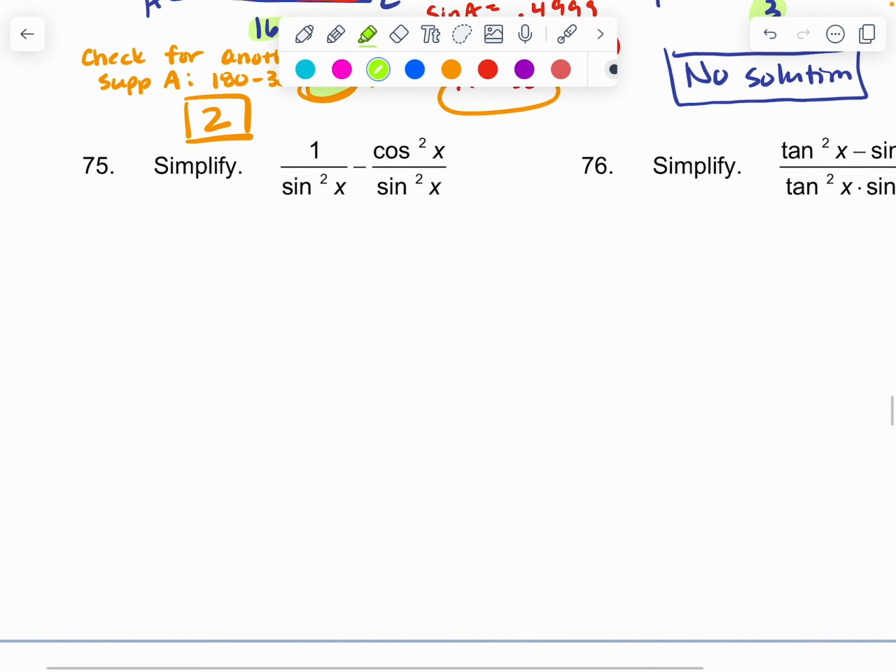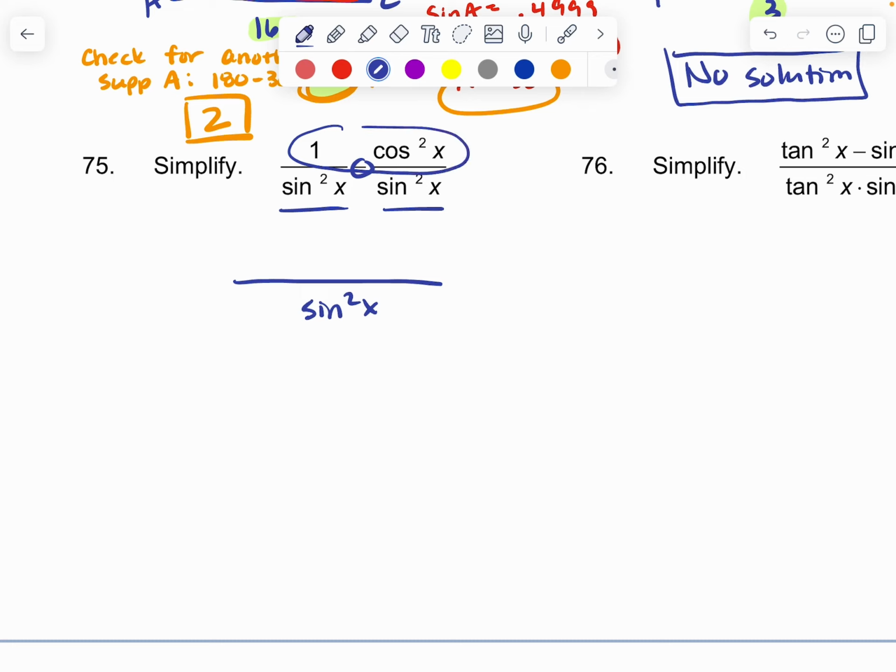All right, now let's look at these guys right here. 75, simplify. On this one, all it's telling you to do is subtract. When I'm subtracting, I need a common denominator, and look at that, I already have one. This is sine squared, and they're both already sine squared, they're the same. So the top is just going to stay 1 minus cosine squared, and we know from our identities that 1 minus cosine squared equals sine squared. So sine squared over sine squared equals 1.